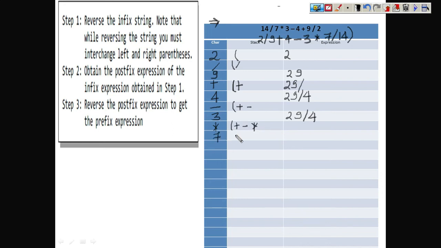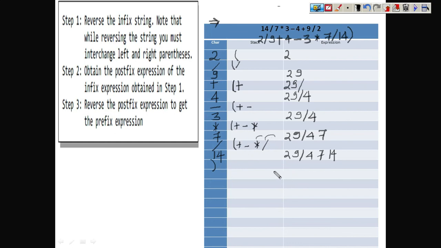Then you read 7. 7 is going to be added into the expression. Then divide. Again, we don't find any operator of higher precedence than the divide, so it will simply be pushed into the stack. And then 14. 14 is going to be added to the expression. And then when you come across this right parenthesis, the rule says you need to pop all the operators and add them to the B until you find the left parenthesis, and remove that left parenthesis. So you need to pop this, this and add it here.